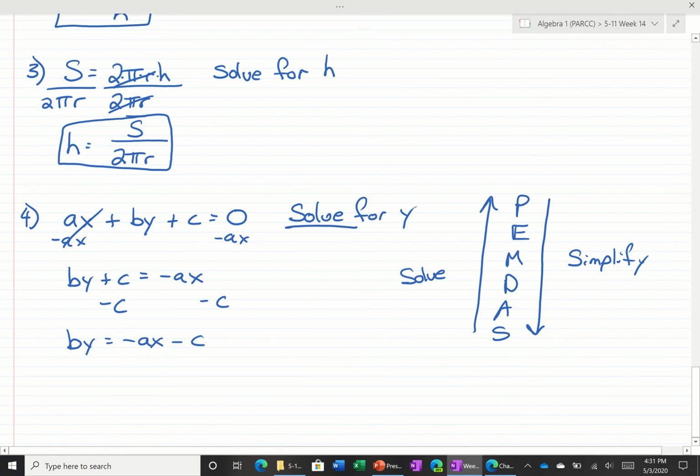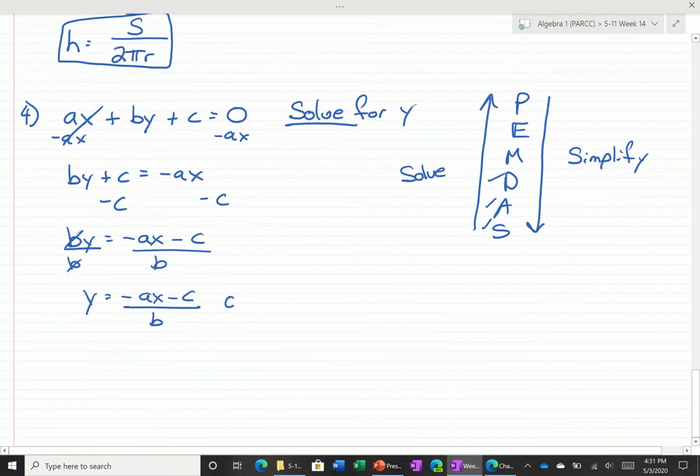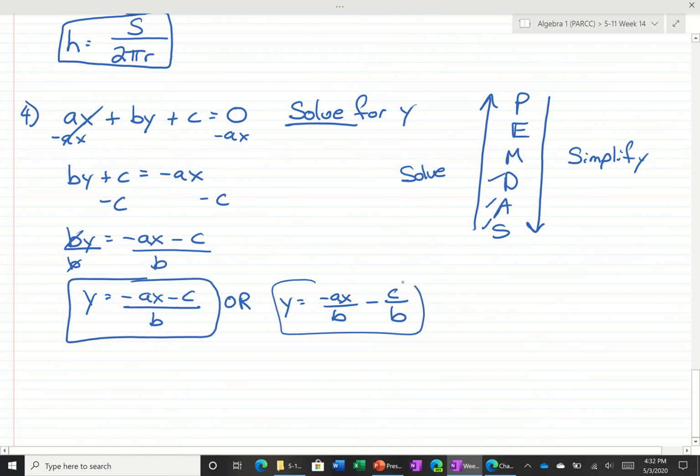Now the next thing to do, we already added and subtracted. Let's divide both sides by b, and we would get y by itself. Now that's the same thing as writing y is equal to negative ax over b minus c over b. Both of those are exactly the same thing. You should be able to do that. Remember, whenever you're dividing by a number, you have to divide everything on top by that number.